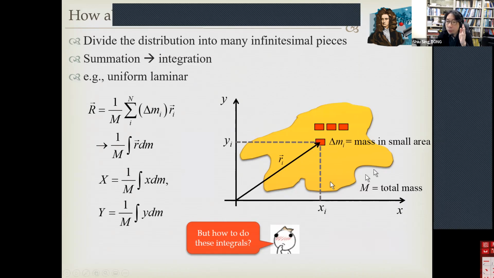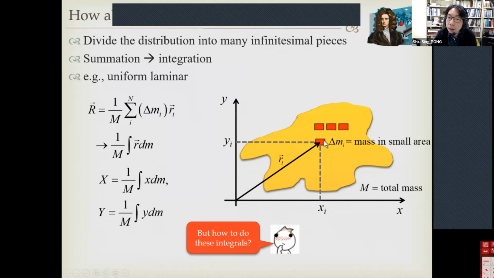Now, we chop the lamina into a lot of small pieces. Theoretically, we do it infinitely many times, so each of the pieces becomes infinitesimal. For the ith piece, I call the mass delta mi. This is the mass in the ith small area.